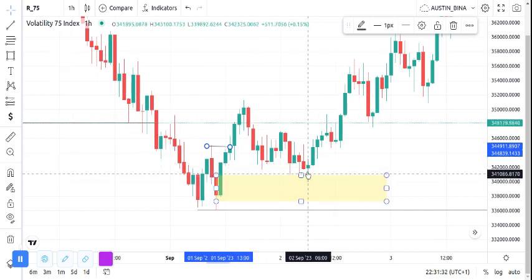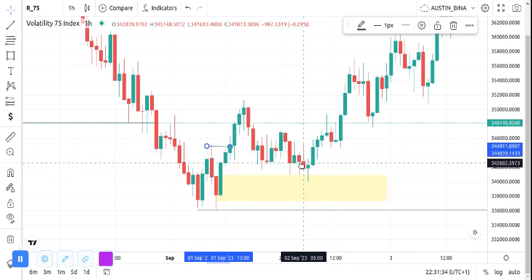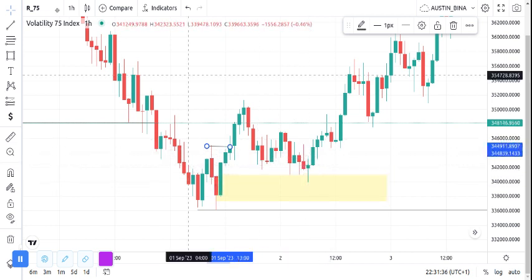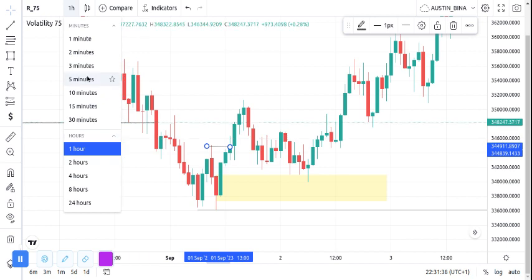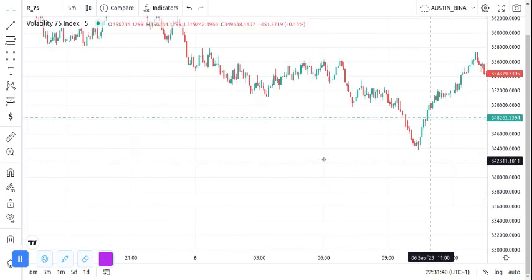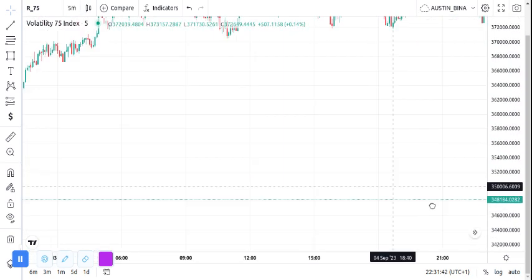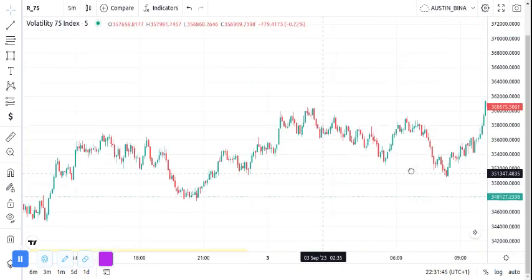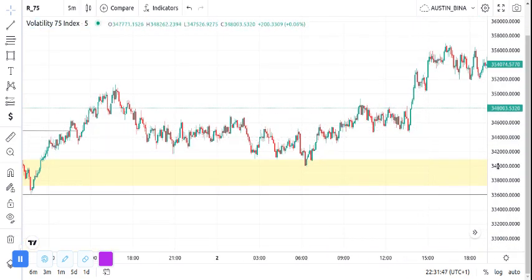So I would love to wait for price to come to this zone before giving me a shift in market structure on the 5 minute time frame. So let's quickly go to our 5 minutes time frame. Let's set up from here on our 5 minutes time frame, and let's take our trade.